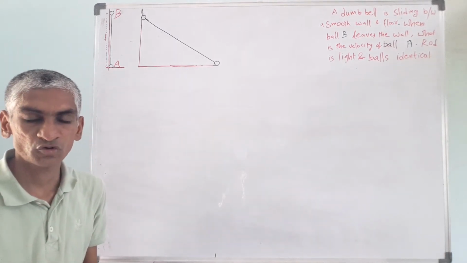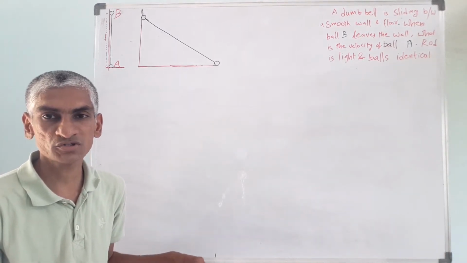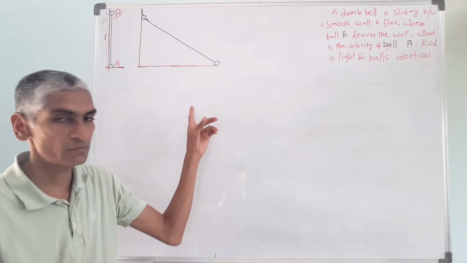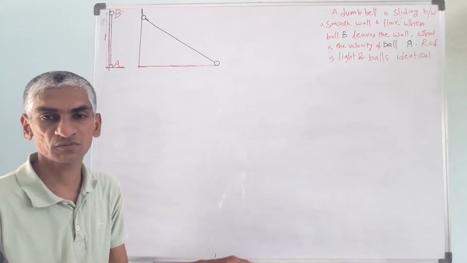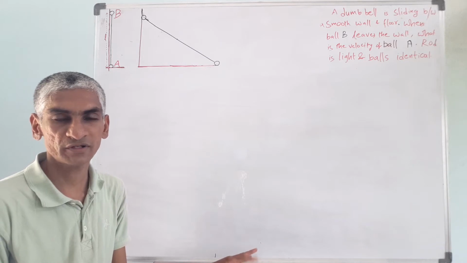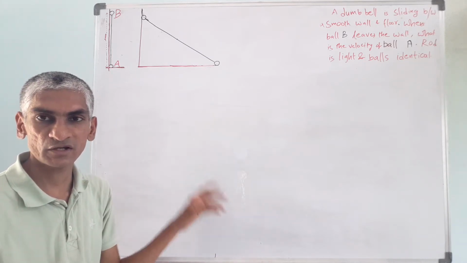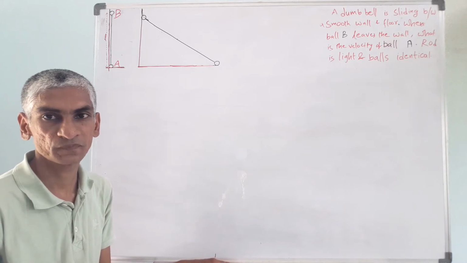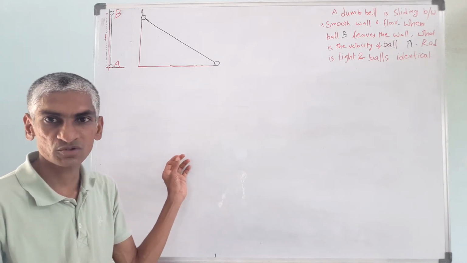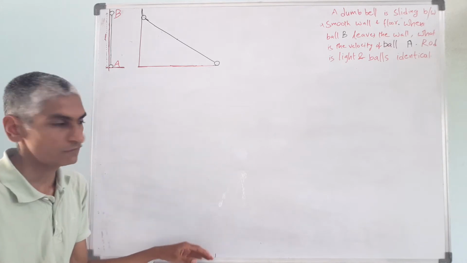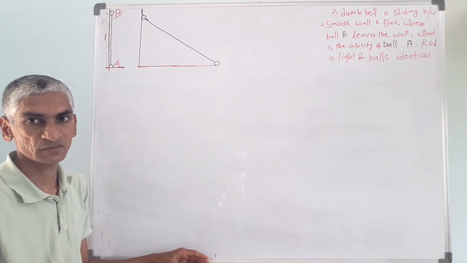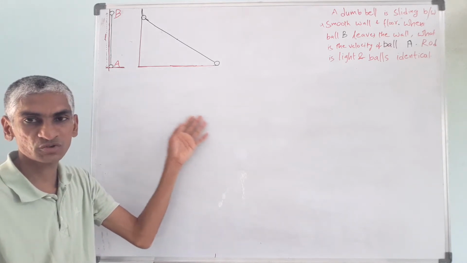Friends, I am going to discuss the third solution of the sliding dumbbell problem from the famous physics book Pathfinder for Olympiads and JEE Advanced. Two solutions of this I gave already in my previous videos. Now I am going to discuss the third solution. Anyway, for the sake of new viewers, I shall tell the problem first and go to the solution later.